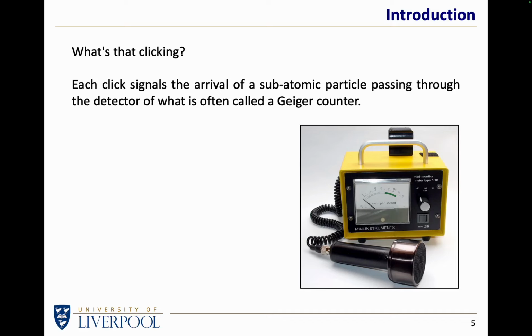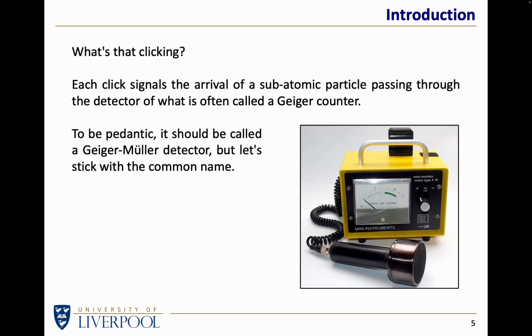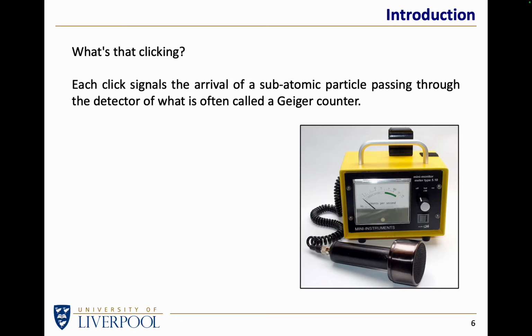Now, physicists rather don't like this, because it really should be called a Geiger-Müller tube, because those are the inventors of this particular technology, Geiger and Müller. But everybody seems to call it a Geiger counter, so we won't be too pedantic, we'll just stick with calling it a Geiger counter, even though that's not quite the right name for it. But a Geiger counter does what it says, at least, and that is, it just counts clicks. It basically tells you how many clicks per second or how many clicks per minute.